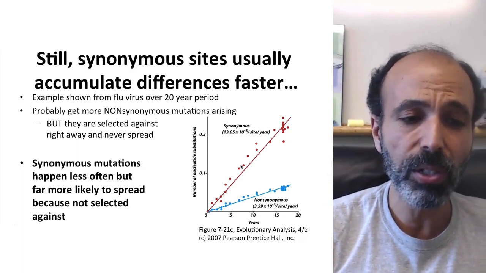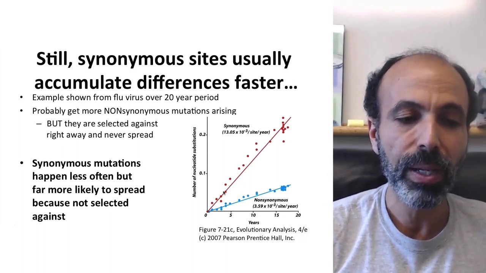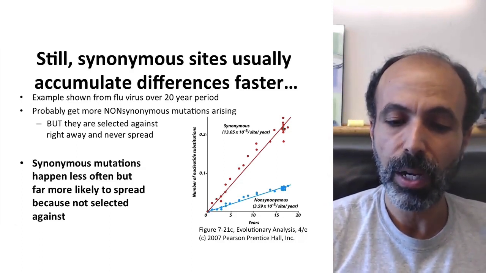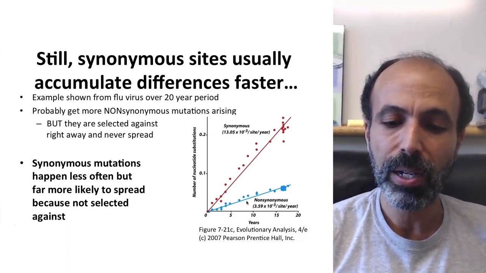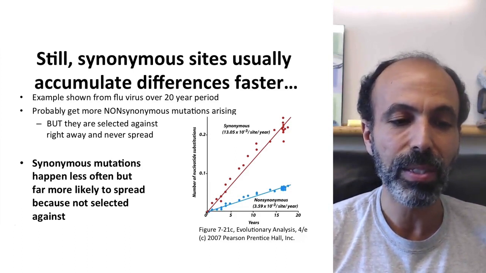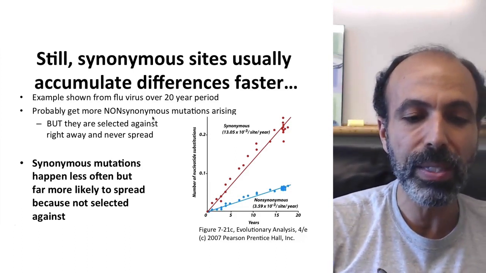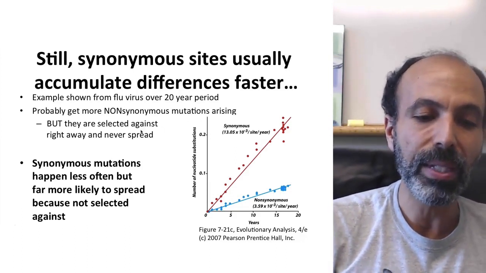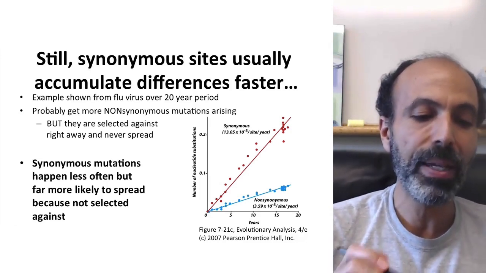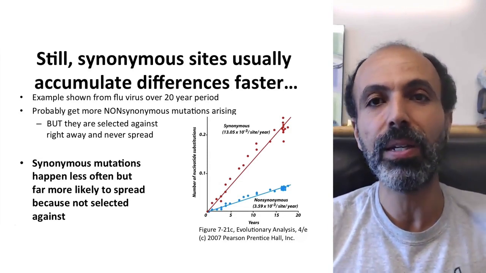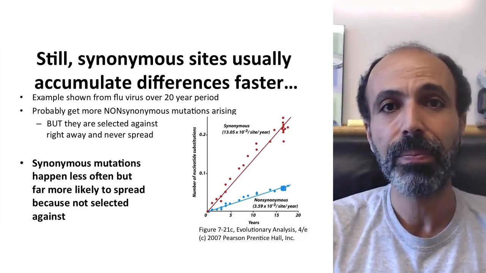So here's a figure from one of your textbooks. This is showing differences between flu viruses over a 20-year period. Here's the accumulation of synonymous mutations. Here's the accumulation of non-synonymous mutations. So even though you're getting more of these non-synonymous mutations, they are selected against right away and never allowed to spread. So synonymous mutations happen less often, but are more likely to spread because there's not selection acting against them.